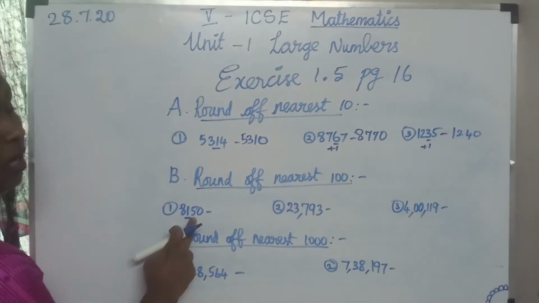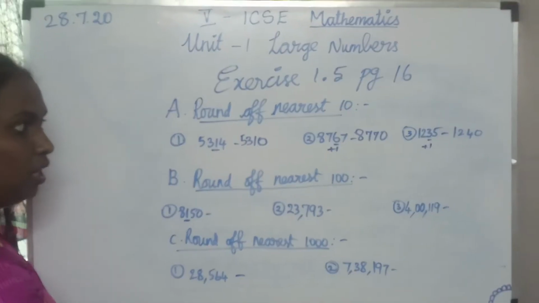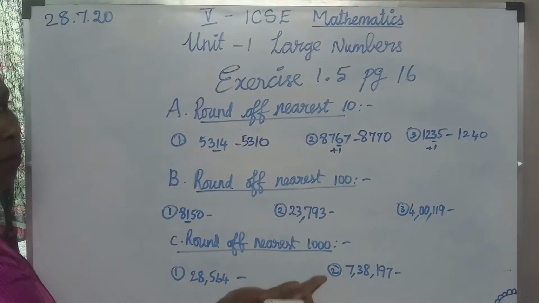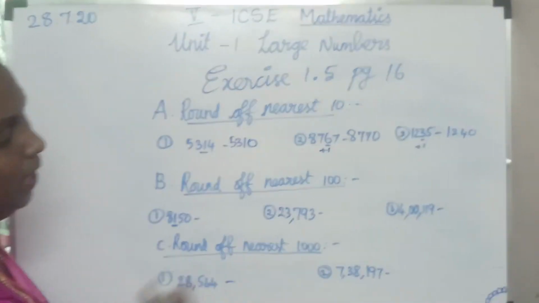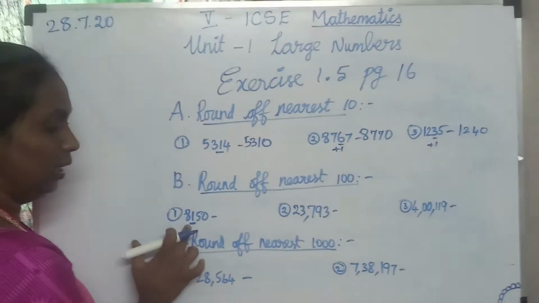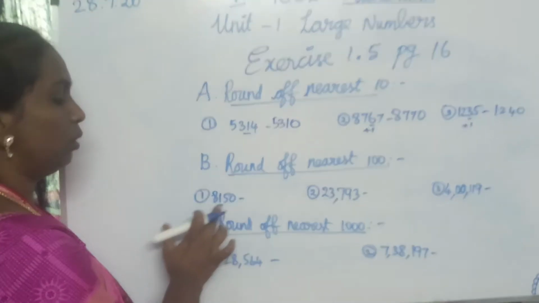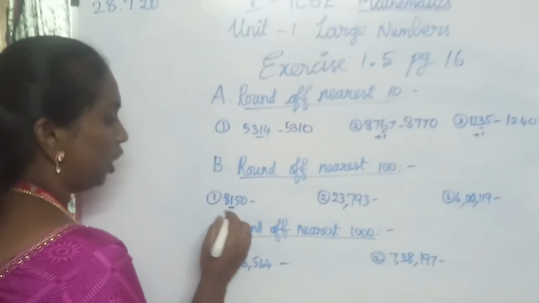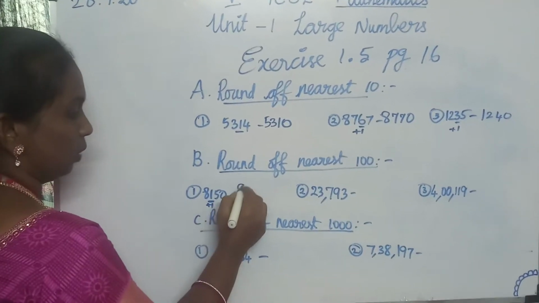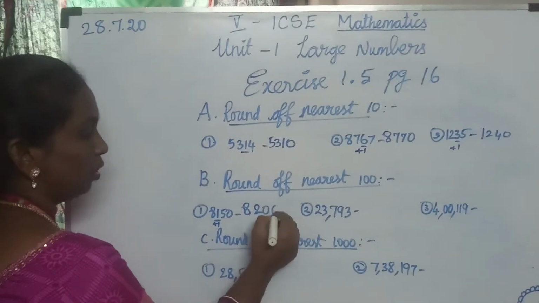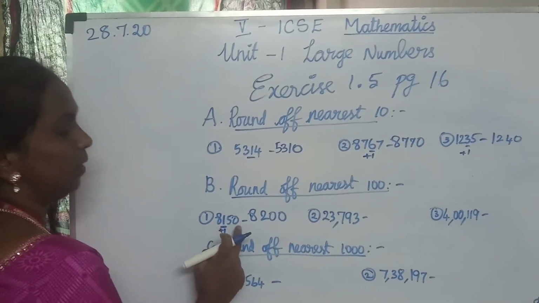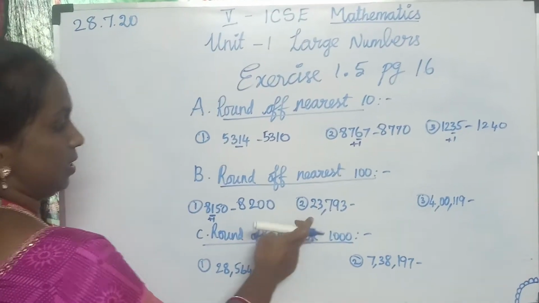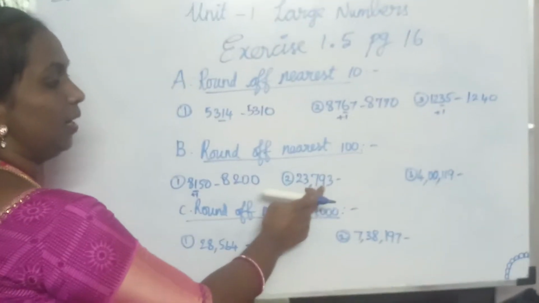Tens place value here is 5. The same condition applies for the tens, 100, 1000. But only one thing: you have to see the place value alone. Here, hundreds place value. See the tens place value. Tens is 5 here, so we need to add 1 with this. So 8,150 is rounded off to 8,200. Next, 23,790.